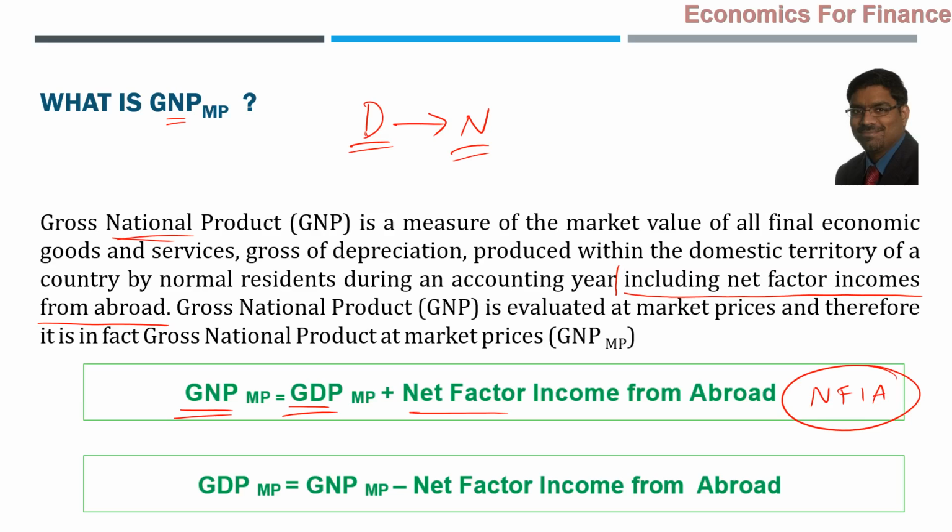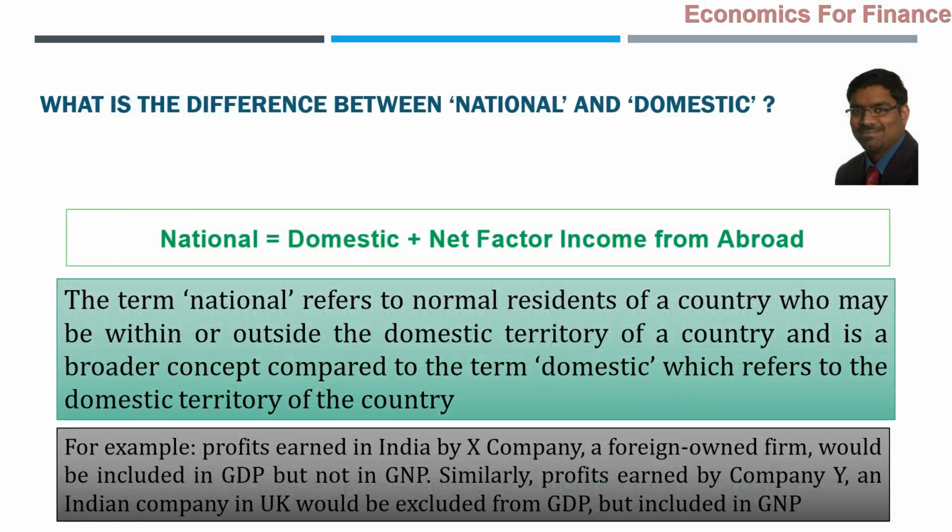Naturally, this gross national product is also evaluated at market prices. So what we are calling GDP MP, MP means market prices. When GDP is calculated at market prices and you add net factor income from abroad, you get GNP at market prices. That is the definition and formula of GNP at market prices. Nothing new in this. The only new thing is net factor income from abroad. If we know that, automatically we can calculate GNP from GDP. That is the basic point here.